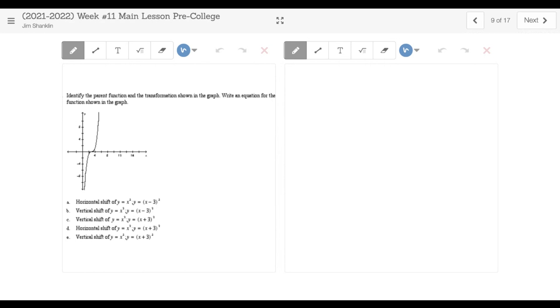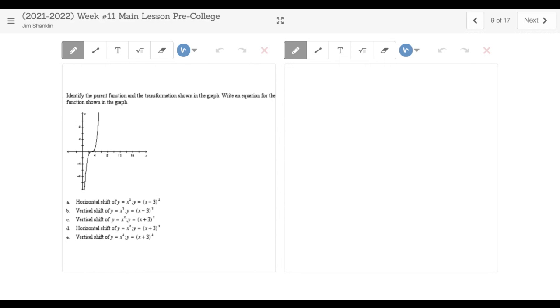Letter A, y is equal to x minus 3. Does that say? That one's hard to read. I'm having a hard time reading A and B. Horizontal shift, vertical shift. Nah.